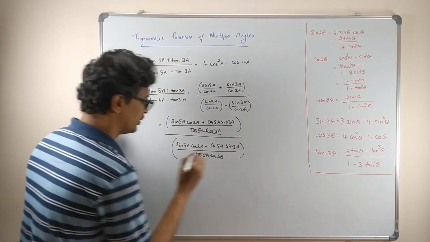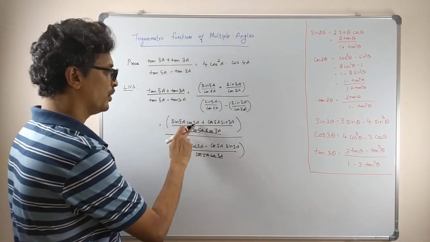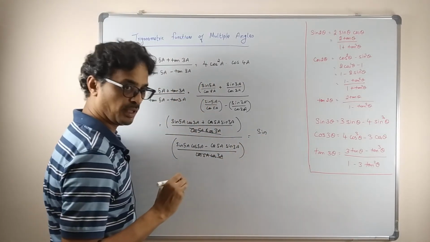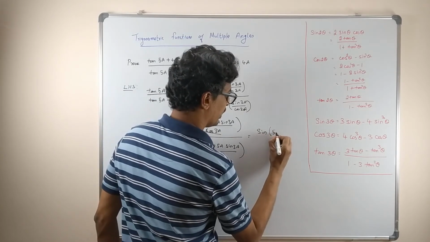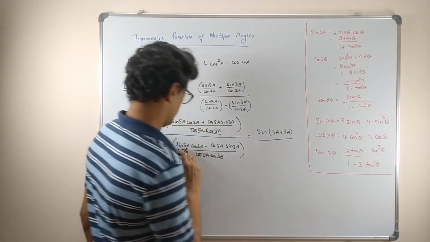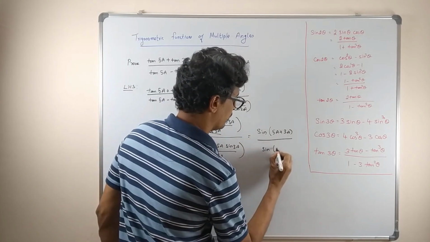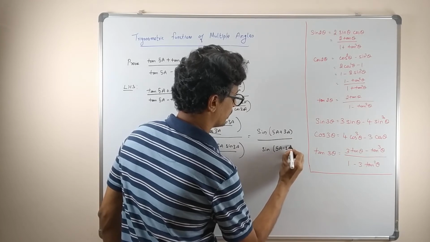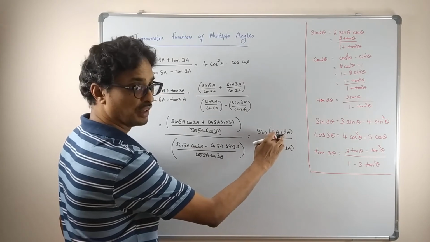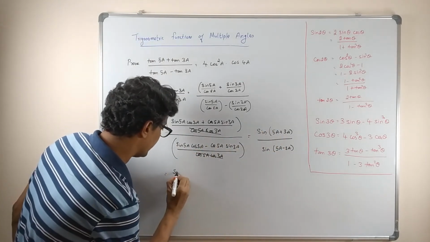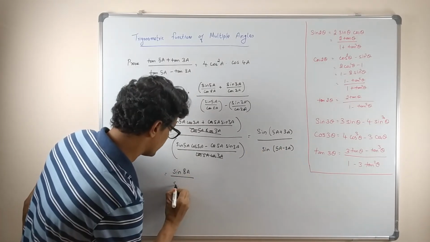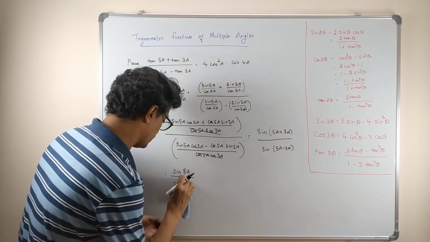This cancels off, and sine a cos b plus cos a sine b will be equal to sine a plus b. So that is sine 5a plus 3a divided by sine a minus b, so sine 5a minus 3a. So what are we getting? 5a plus 3a equal to 8a, correct? So this is sine 8a divided by 5a minus 3a, sine 2a. Good.